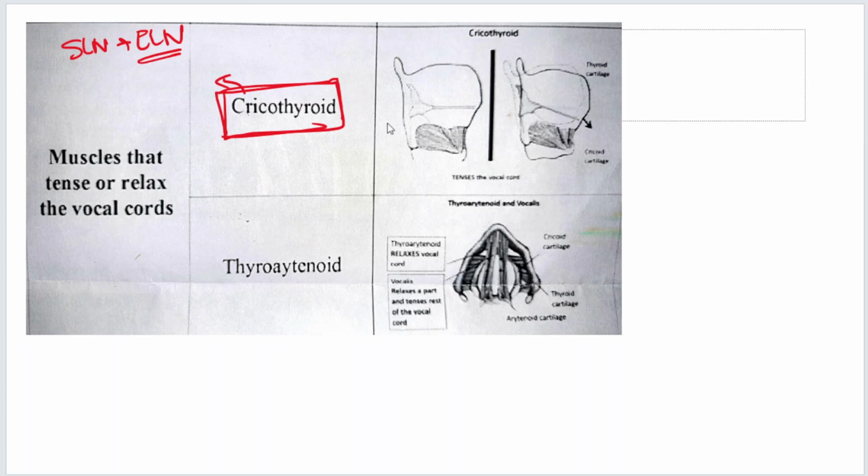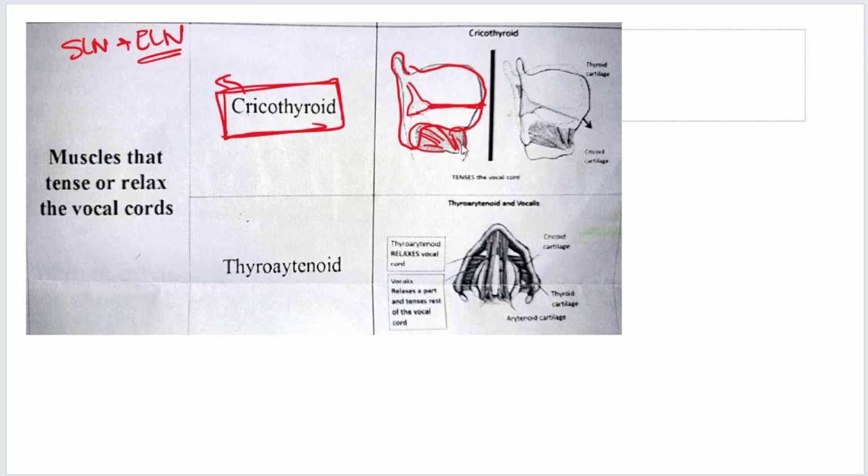What does the cricothyroid do? Suppose this is the thyroid cartilage. Inside the thyroid cartilage, we can see the arytenoid and we can see the vocal cord, which is attached to the medial surface of the thyroid cartilage in the midline. Now, the cricothyroid muscle has got two parts.